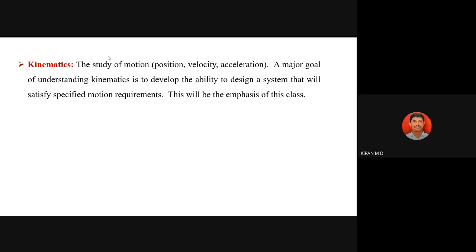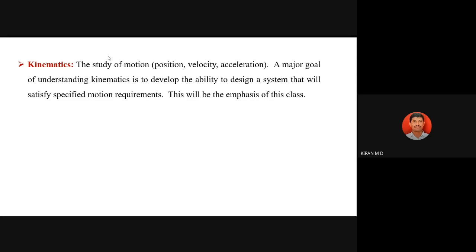If we consider any machine components, some components have relative motion to each other. Some components are supporting components. So when we are analyzing the machine components, we are going to analyze them in two methods: one is kinetic and another one is static.